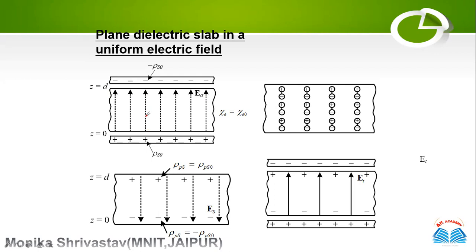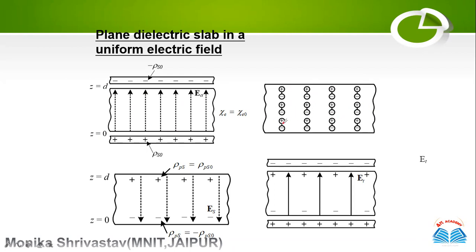The dielectric has the thickness d. If we consider this surface at z equals 0, then this surface will be at z equals d. The same phenomena will take place. This surface is negatively charged and this surface is positively charged. Due to this dielectric, there will be some tiny dipoles generated inside the material. So these are those tiny dipoles.